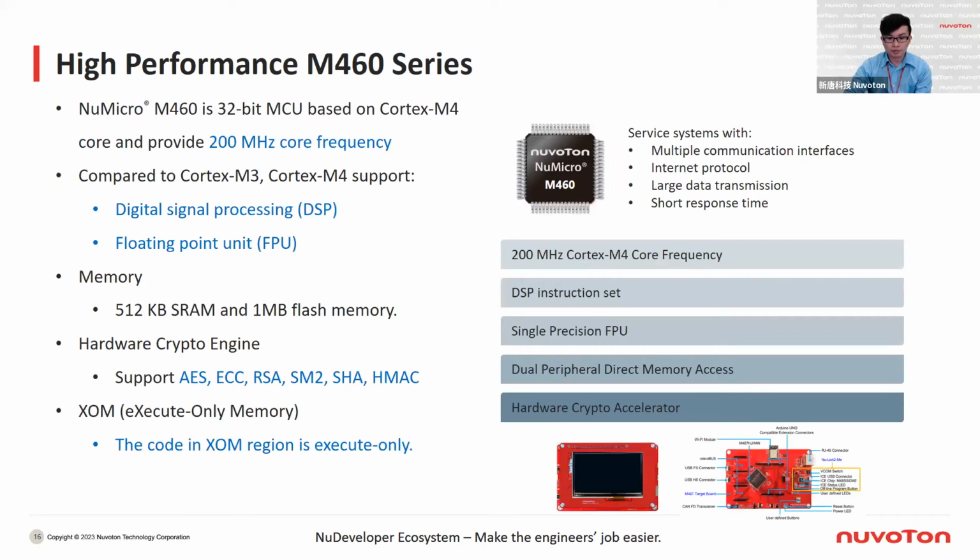Then we have the M460, a 200 megahertz MCU without an additional NPU for acceleration. It is equipped with DSP and floating point capability. In terms of memory, it features 512 kilobytes of SRAM and 1 megabyte of flash memory. The M460 also supports the XOM function.